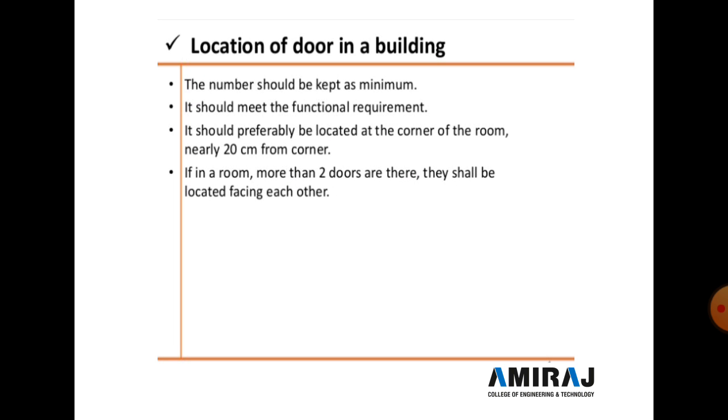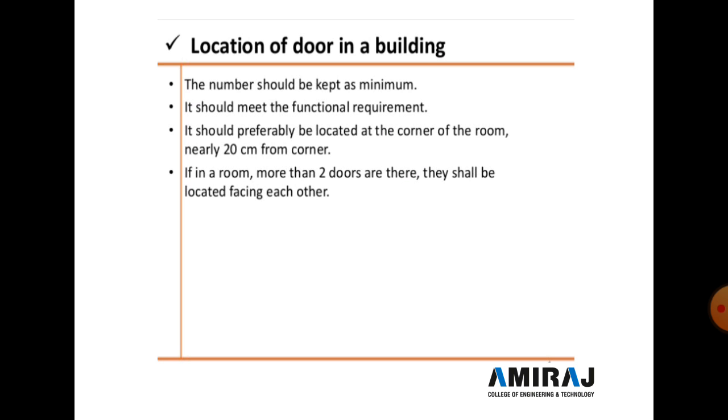Now we discuss the location of the door in a building. The number of doors should be kept to a minimum. Only a single door is provided in each and every room. In the main entrance one door is provided, and at the back side of the building only one door is provided. So the number should be kept to a minimum.